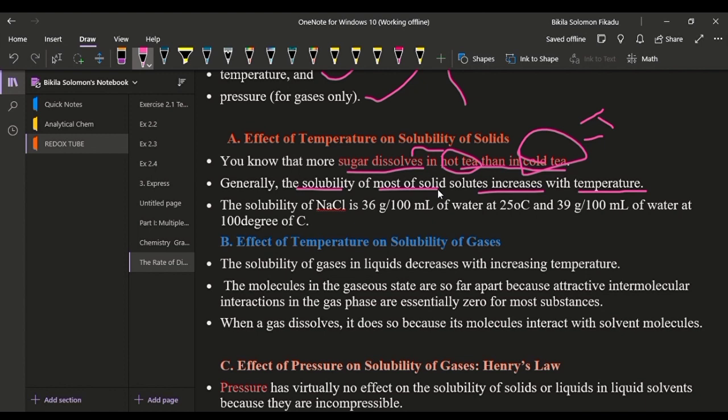The solubilities of sodium chloride is 36 gram per 100 ml of water at what? At 25 degrees Celsius, and 39 gram per 100 ml of water at what? 100 degrees Celsius.